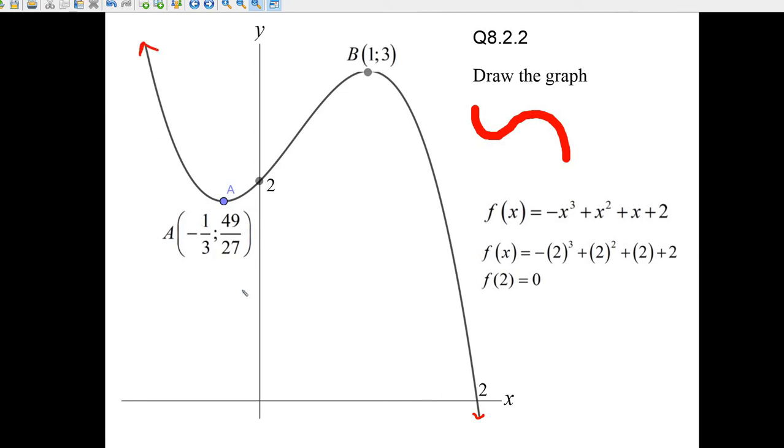I cheated and got a computer to do it, but if you just draw this graph, you get one for the shape. If you put in the intercepts of 2 and 2, the y-intercept and the x-intercept of 2, and you label the turning points, it doesn't have to be perfect. It just has to be reasonable, and you'll get all the 5 marks. Okay, that's question 8.2.